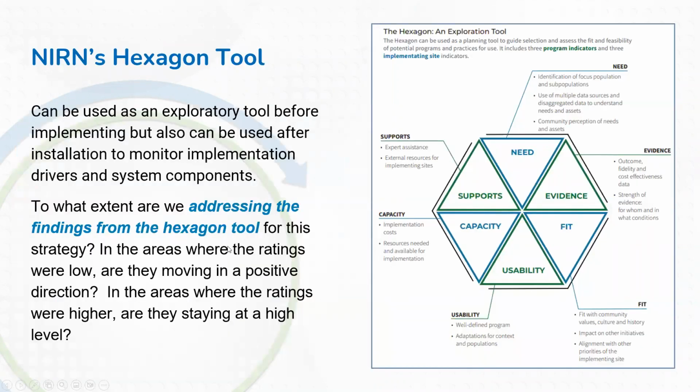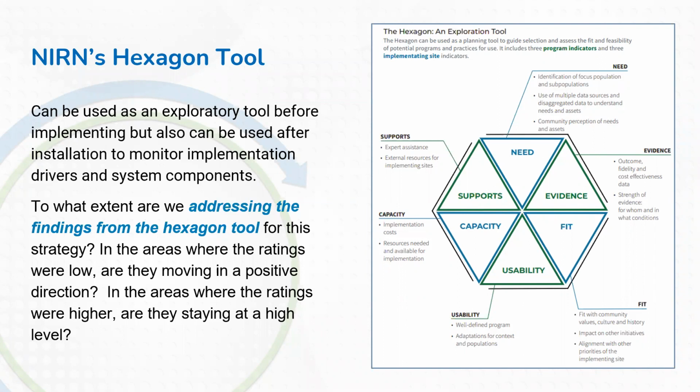As mentioned earlier in this presentation, the NIRN hexagon tool helps us answer two key questions. One, is this the right thing to do? And two, can we do it the right way? Note that the green components, supports, evidence, and usability, are primarily characteristics of an initiative and help us answer the first question, while the blue components, capacity, fit, and need, are primary characteristics of the implementation site and help us answer the second question, can we do it the right way?